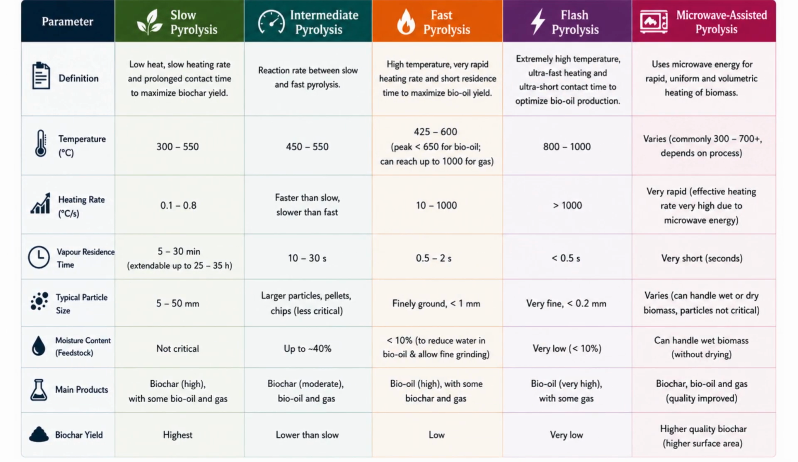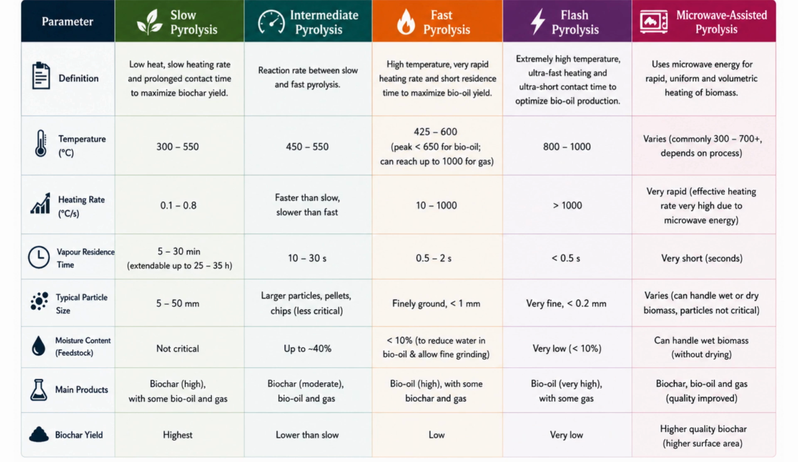This table provides a detailed comparison of slow, intermediate, fast, flash, and microwave-assisted pyrolysis. The comparison includes temperature, heating rate, residence time, particle size requirements, moisture content, product distribution, and biochar yield. Slow pyrolysis operates at relatively lower heating rates and provides the highest biochar yield.